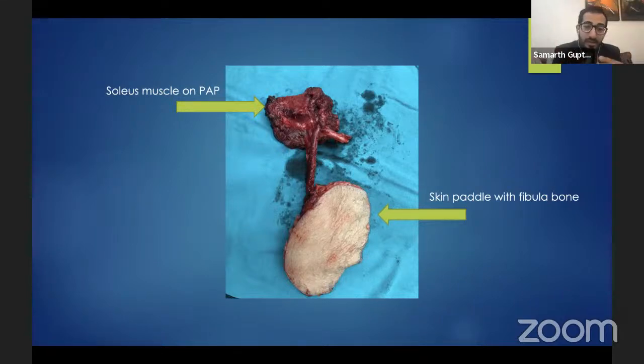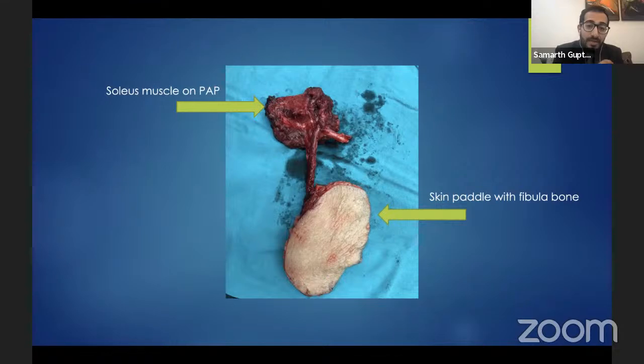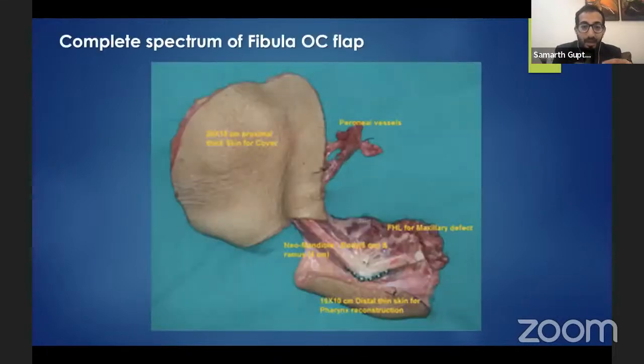You can harvest this flap in multiple ways. You can harvest it as bone, and also as cutaneous, along with some muscle, because sometimes a lot of cancer has been removed from the face, and you have to fill this gap. You can fill it with the soleus muscle. So this is a complete spectrum of the fibula osseocutaneous flap.